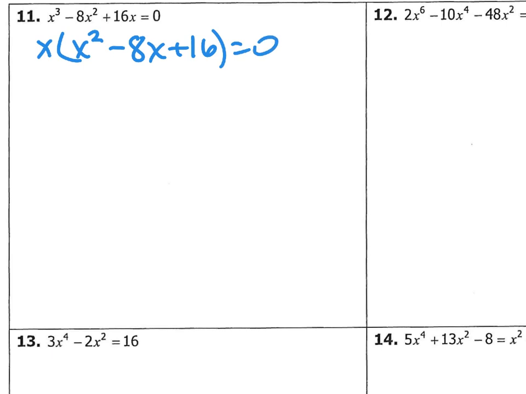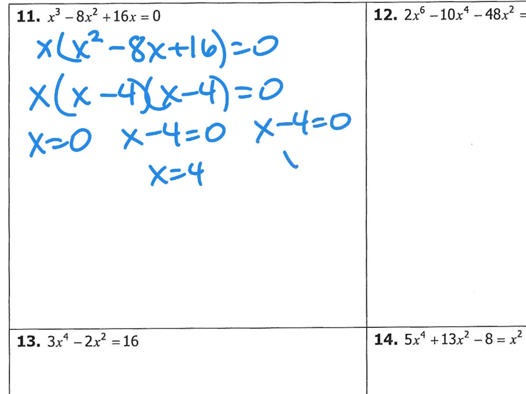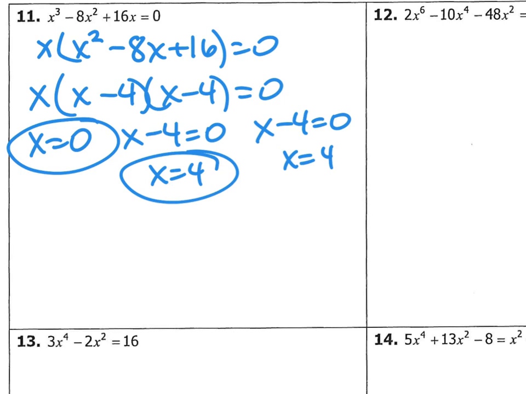And then we've got to break this down even further. So we're looking for what can we multiply to get 16 that adds up to negative 8. And that happens to be negative 4 and negative 4. Okay, then we set each factor equal to 0. So x equals 0. x minus 4 equals 0, so x equals 4. And then x minus 4 equals 0, x equals 4. These two solutions are repeated, so they have what we call multiplicity. But these are your answers, so you would type in 0 and 4 as your real roots. Okay?